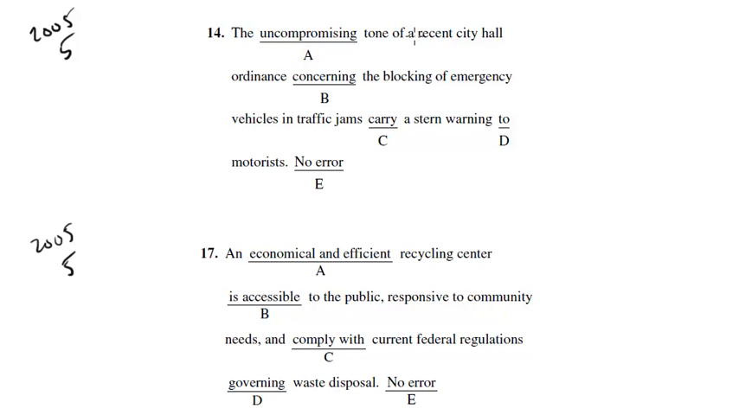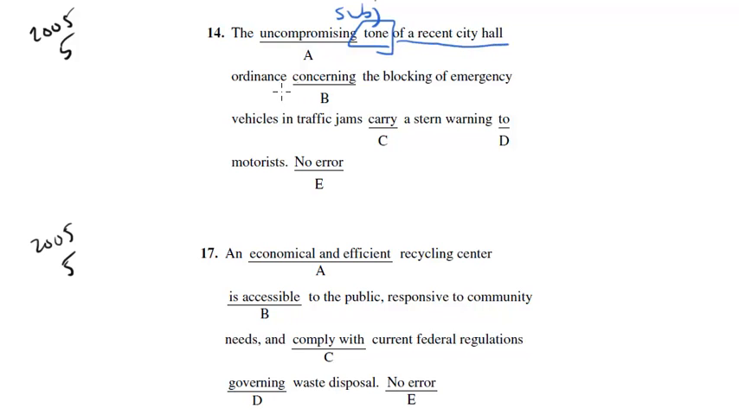The uncompromising tone of a recent City Hall ordinance concerning the blocking of emergency vehicles and traffic jams carry a stern warning to motorists. Okay, so right off the bat, we might see that we have a verb here, carry. Whenever we find a verb, we say to ourselves, what is the subject that goes with carry? Well, we look at the sentence: the uncompromising tone of a recent City Hall ordinance concerning the blocking of emergency vehicles and traffic jams carry. So we look back, and actually the subject is tone.